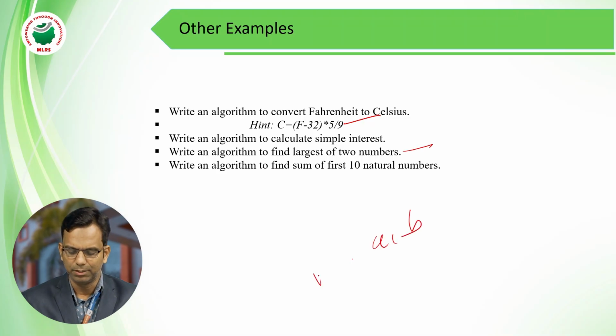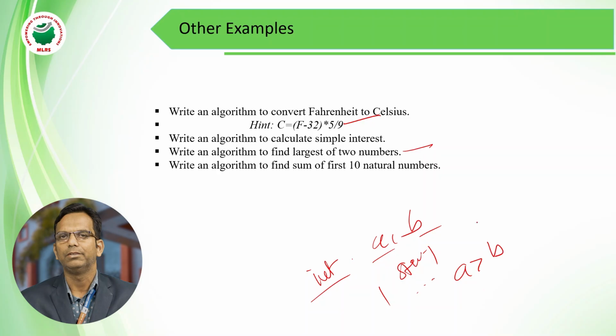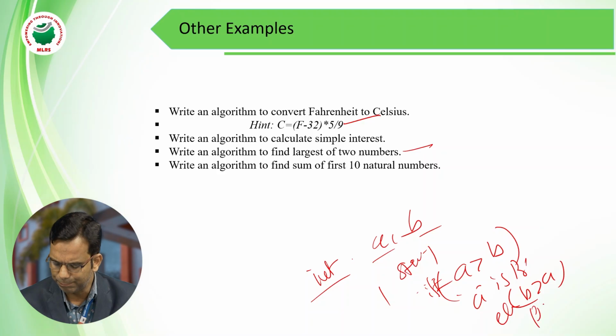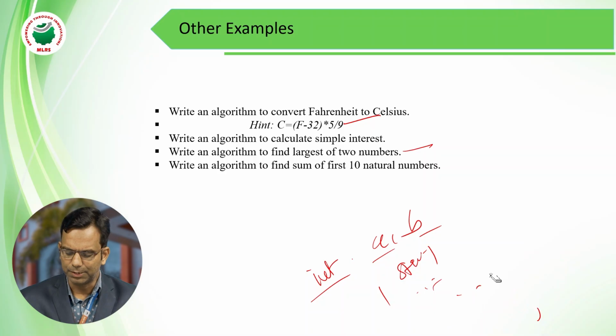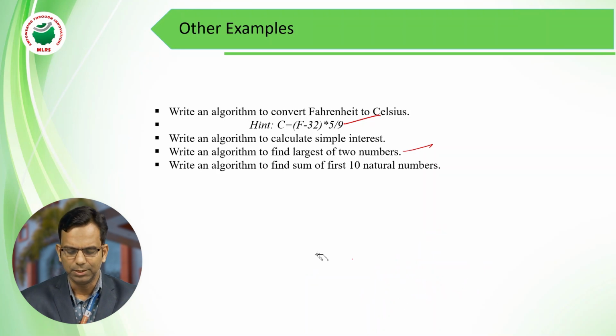If two numbers are given, the declaration will be like this: integer a, b in the program. Step 1 is start, and here we input two numbers. We check the conditions: if a is greater than b, we give a is biggest; if b is greater than a, we give b is biggest. We are going to identify the biggest number among the given two numbers.